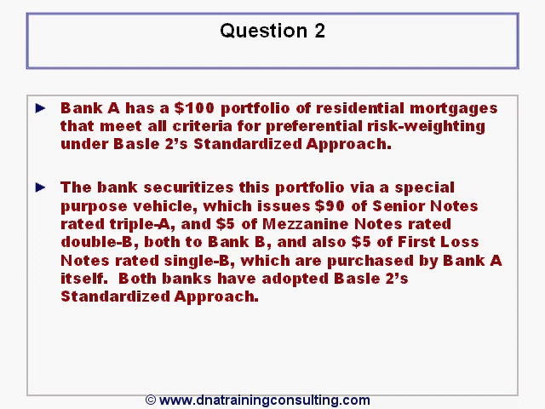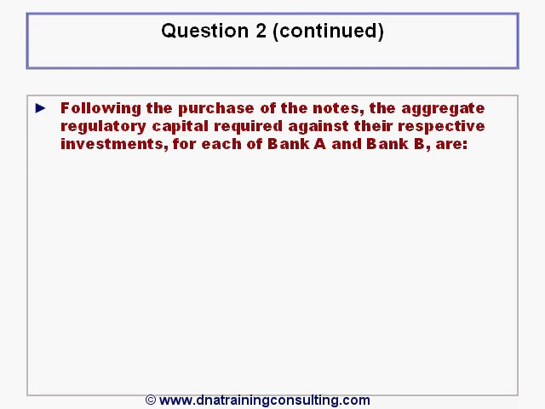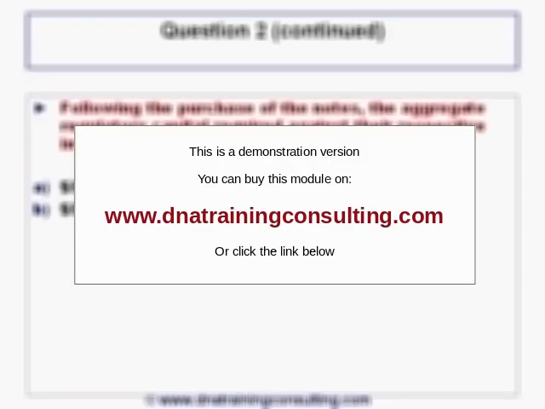Both banks have adopted Basel II's standardized approach. Following the purchase of the notes, the aggregate regulatory capital required against their respective investments for each of Bank A and Bank B are, and here are the 4 permissible answers.